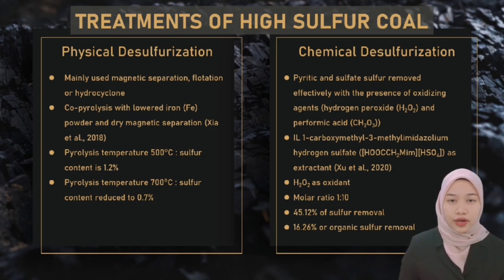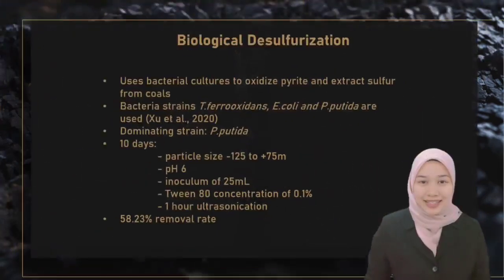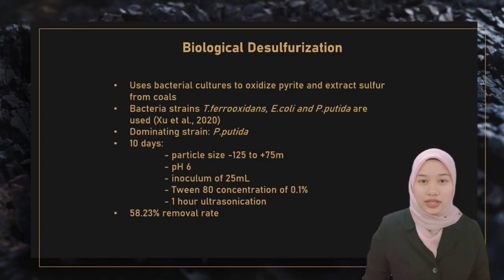For chemical desulfurization, Su et al. 2020 used ionic liquid, 1-carboxymethyl-3-methylimidazolium hydrogen sulfate, as extractant, and hydrogen peroxide as oxidant, with a molar ratio of 1 to 10. The total sulfur removal in coal is reported as 45.12% and the organic sulfur removed is 16.26%.